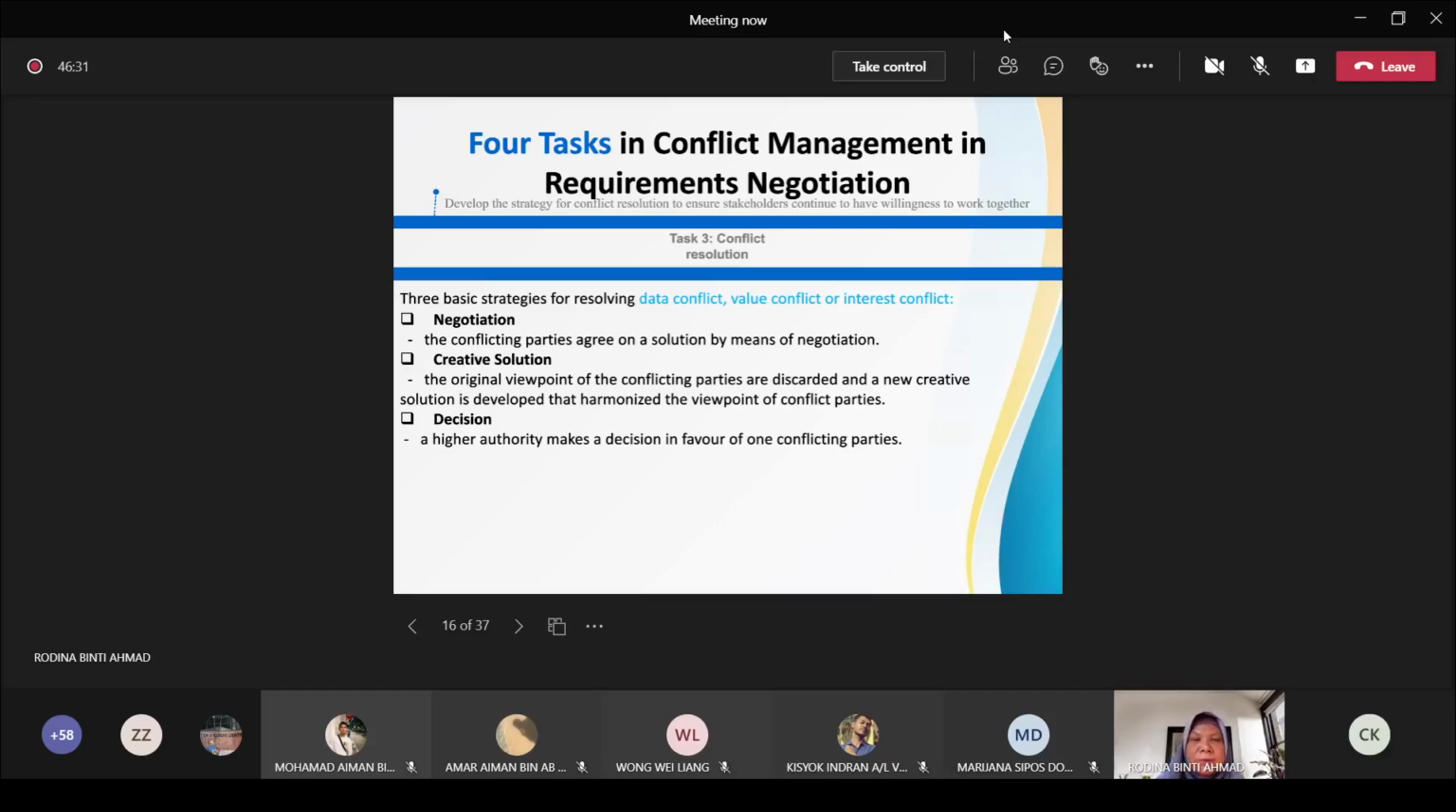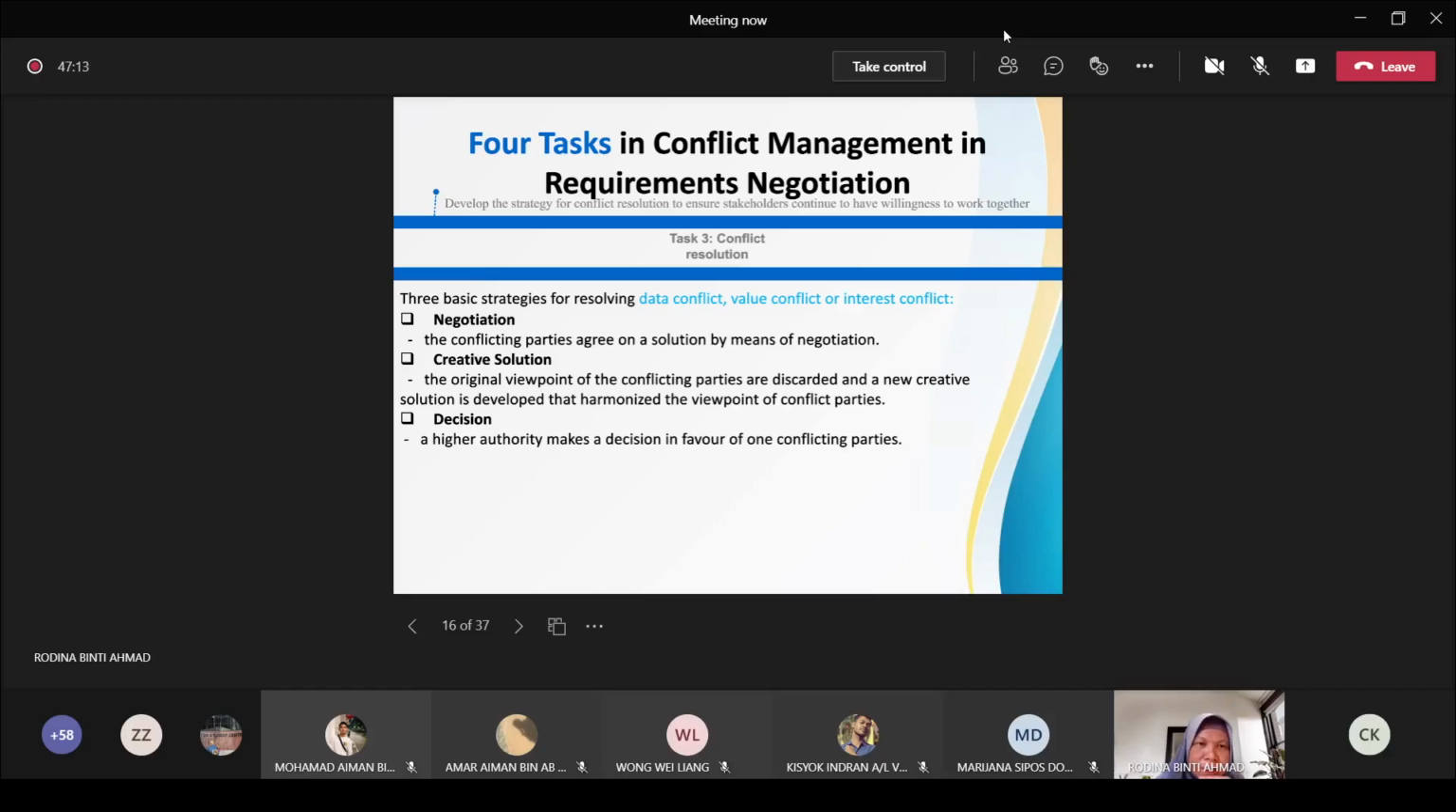If there is a higher authority available in the situation, for example the client or the sponsor of the project, and the other stakeholders respect this client, then they might give in to the decision made by the client. Or it may come from the project manager, who thinks this is the best way to resolve this conflict, depending on the circumstance.